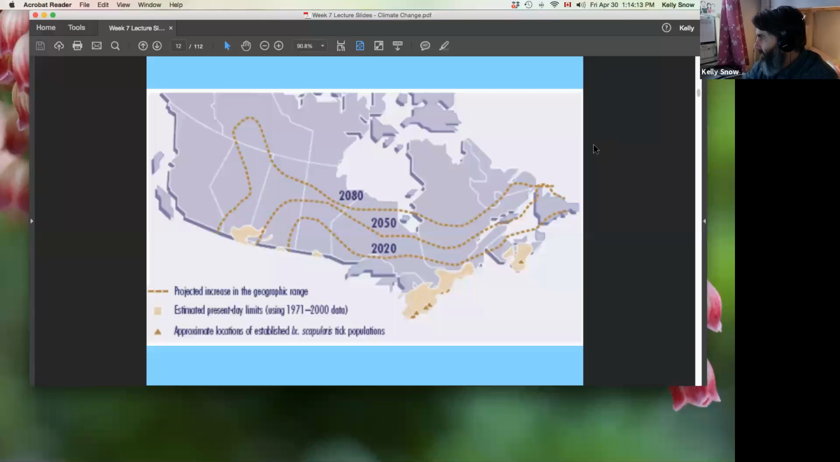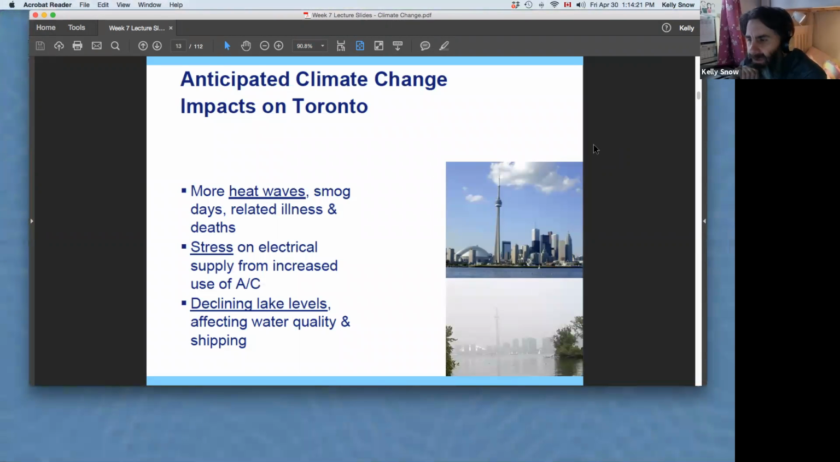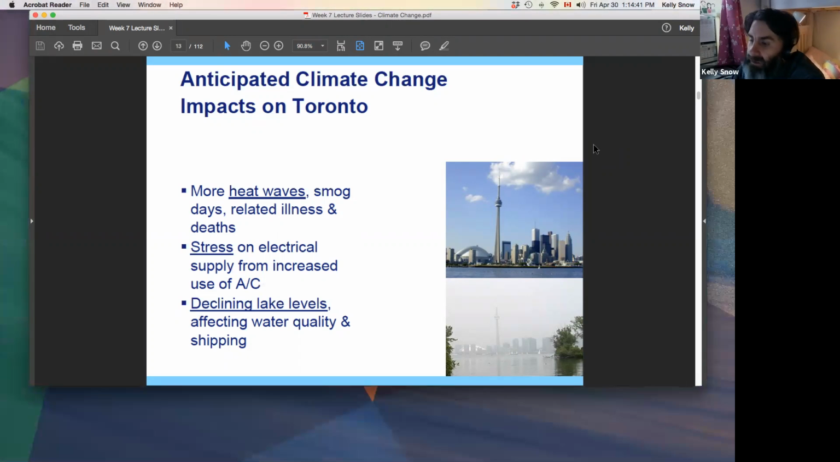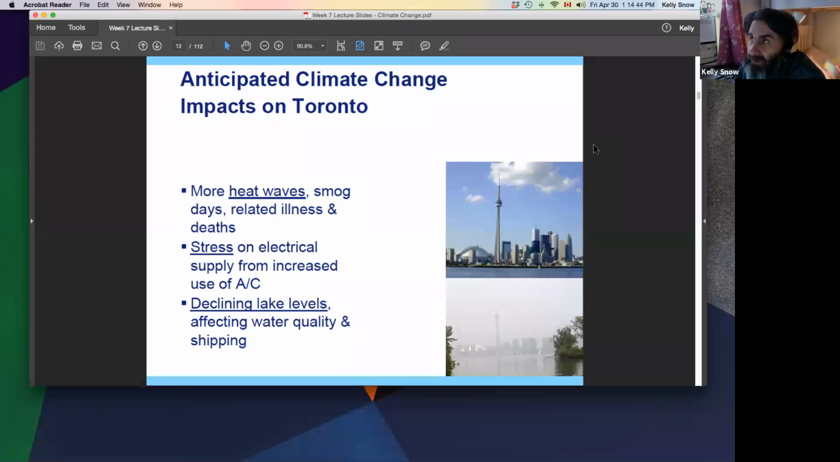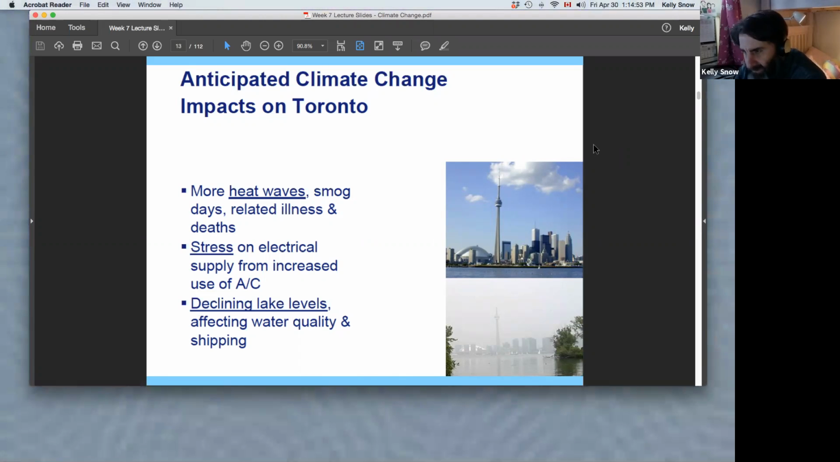So, in terms of changes in our climate, what can we anticipate as far as impacts in Toronto? We can expect more heat waves, smog days, related illnesses and deaths. So it's multifaceted. There's pollution, there's health issues, of course, stress on electrical systems, and declining lake levels, which is a little counterintuitive as to what's happened lately, which I'm going to talk about. But we can expect over time, in general, declining lake levels.